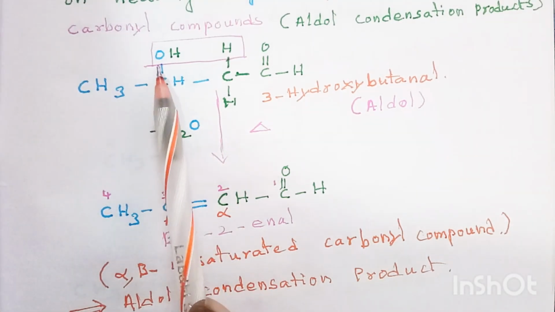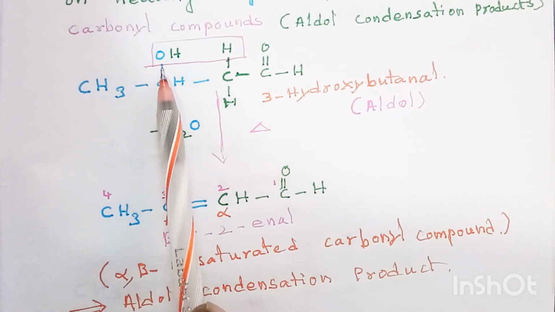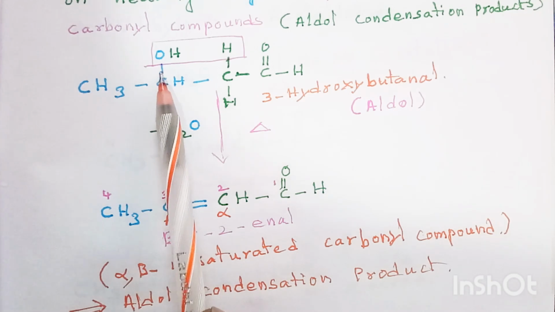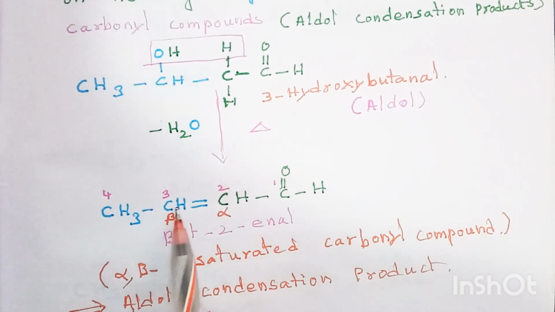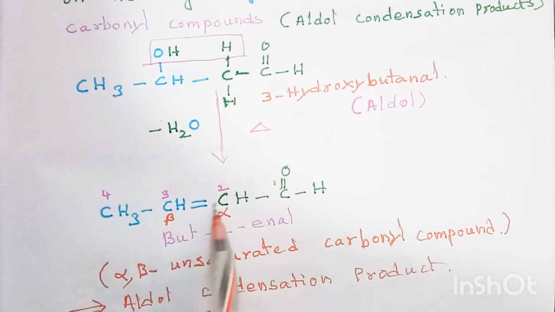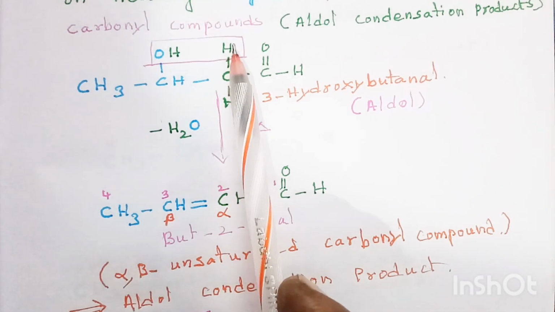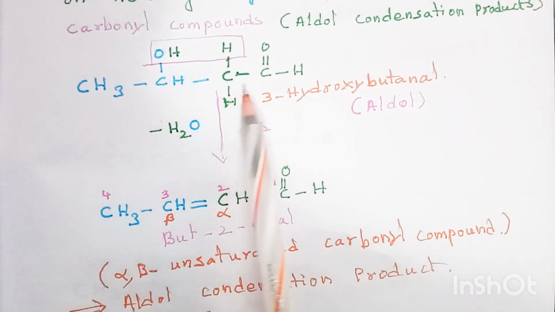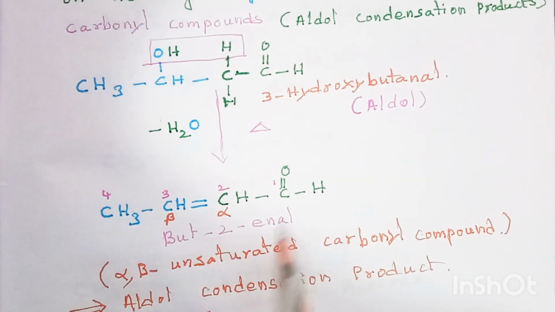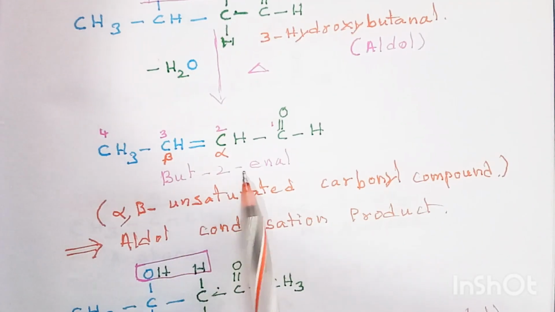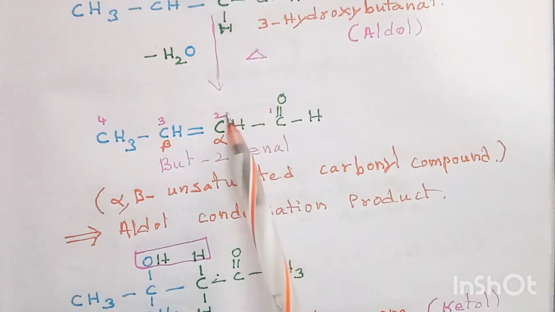As a result of which, this bond between OH and carbon will shift here. So we get CH3 CH double bond CH, because one hydrogen is gone. So only one hydrogen is left, CH, C double bond O H. This is but-2-enal. Why?